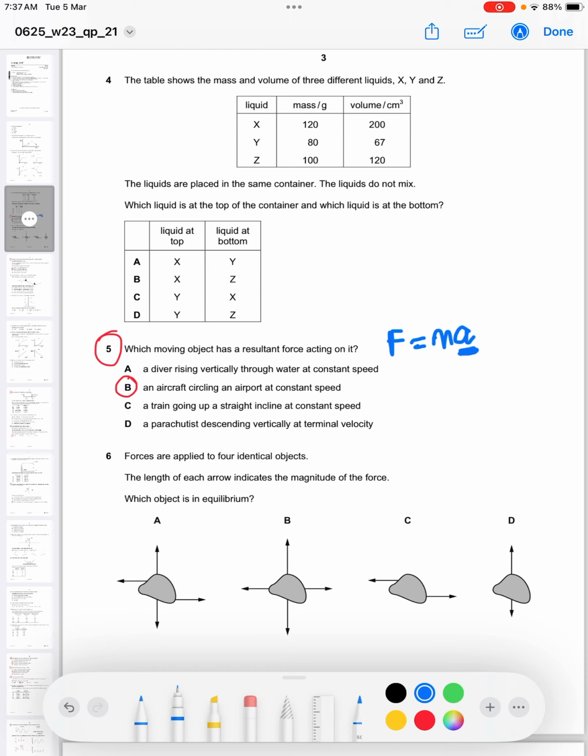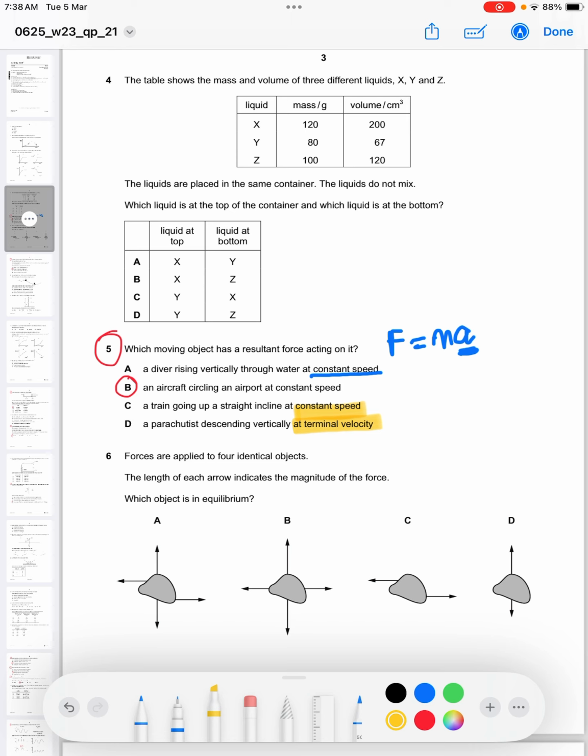A diver rising vertically through water at constant speed. The fact that speed is constant means that the acceleration, and so the resultant force, is 0. A train going up a straight incline at constant speed, again constant speed means that the acceleration is 0. A parachutist descending vertically at terminal velocity, again terminal velocity is constant speed, constant velocity, so acceleration is 0. So all three are wrong.